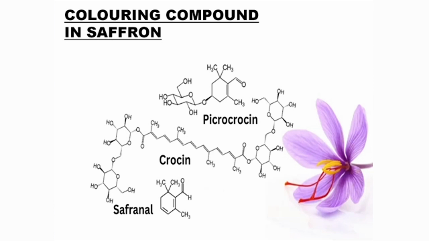Second one is the crocin. Crocin, that is the yellow-orange color of saffron, is due to the alpha crocin, and generally crocin is a trans-crocetin diester, and generally it is a carboxylic ester. And last one is the saffronal. Saffronal is responsible generally for the aroma of the saffron, and also it imparts some color in the saffron.